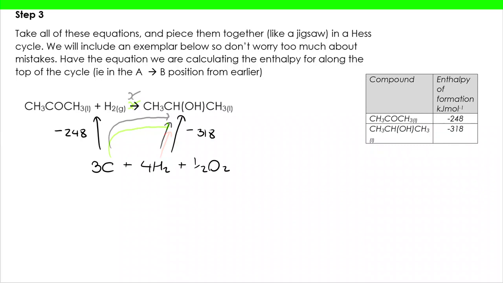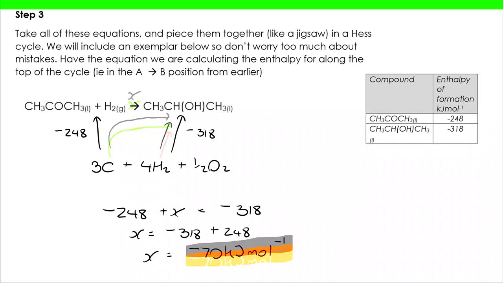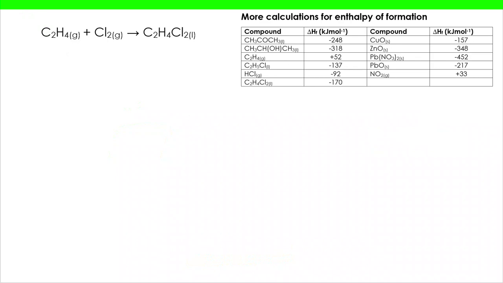And if that's the case, I can now substitute my figures in. Negative 248 plus X is equal to negative 318. My green route is equal to my red route. I can then rearrange that to make X the subject. And if I've made X the subject, I can now do the simple maths to see that X is negative 70 kilojoules per mole. So there's a chance now for you to try a few more equations to work out their enthalpy changes. Have a go at this one.